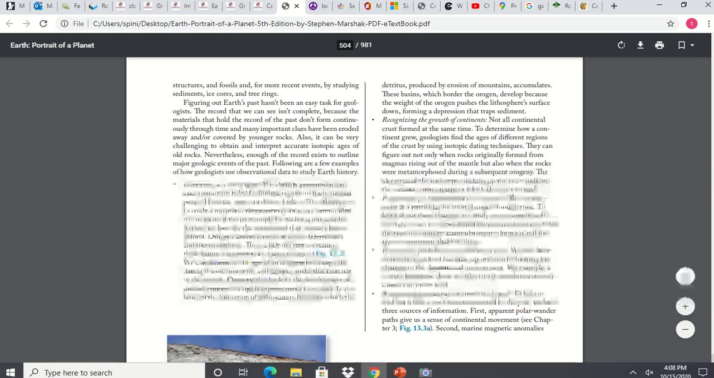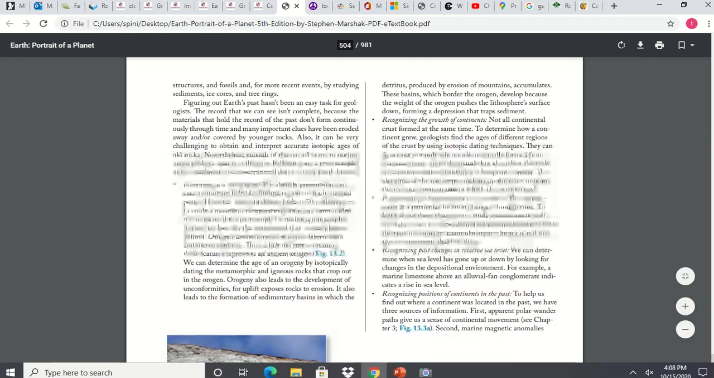Others are growth of continents. We're going to talk about continents in more detail in a little bit, but understanding how these continents formed: continents over time have formed, broken apart, and then reformed. You can see these scars and where things were put together, and then you can work backwards to see where the earth used to be.